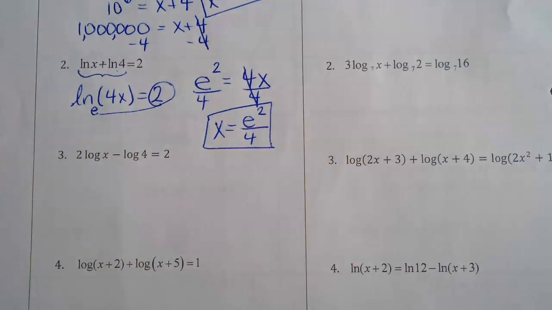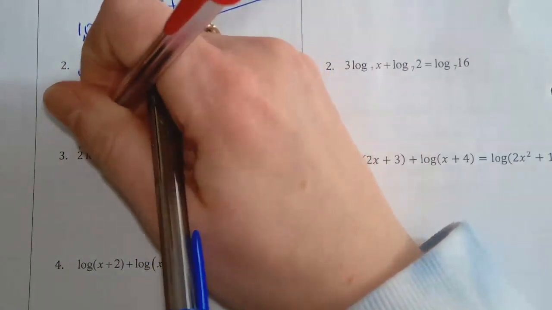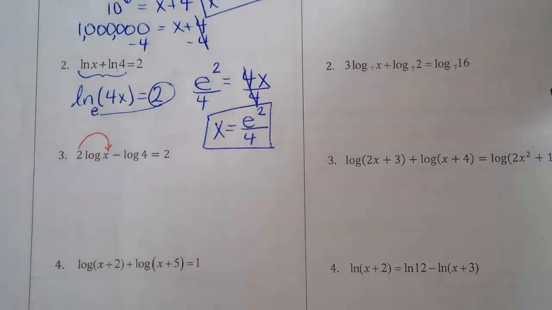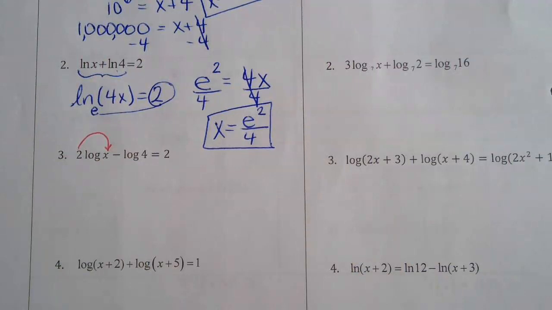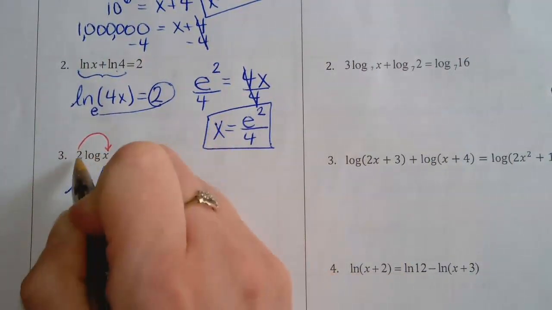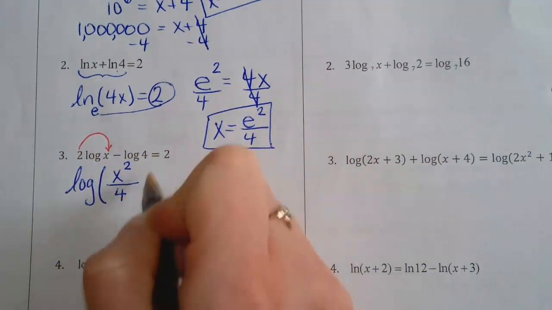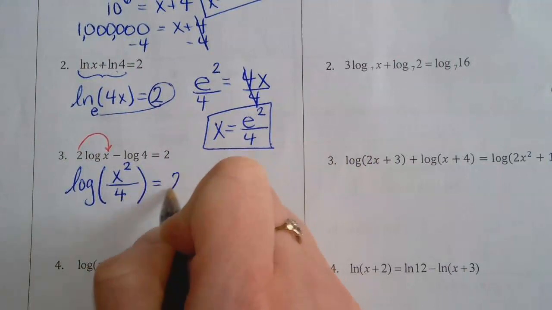All right, let's condense number 3 as well. I see a couple things going on here. I have a coefficient 2 that's going to pop back up and become an exponent. And I see subtraction, which to me is division. So if I condense these together, I would have x to the second power in the top, and it's being divided by 4, and that's equal to 2.